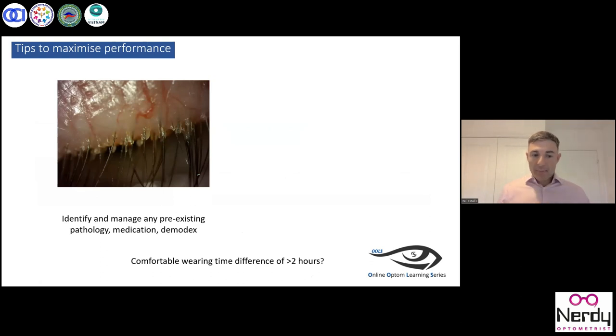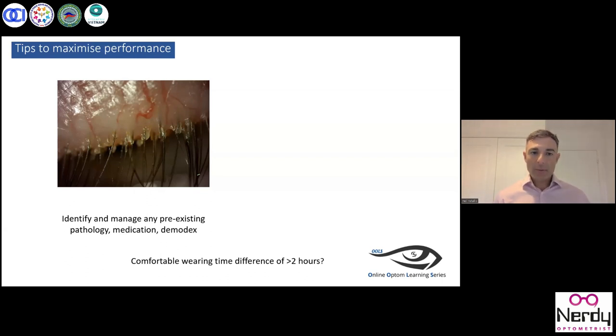Of course, there are other elements that come into play. So if we really want to maximize performance, if we see any pre-existing pathology, then we need to manage that. And it may mean, for example, if they've got dry eye or blepharitis, that we give them a slightly different plan when they're wearing their lenses to when they're not wearing their contact lenses.